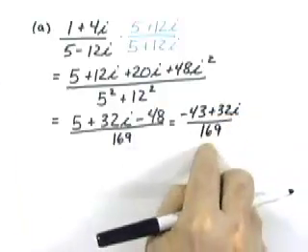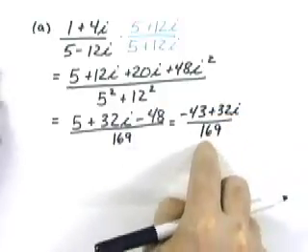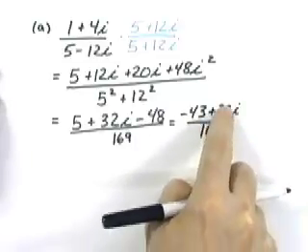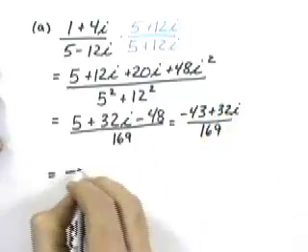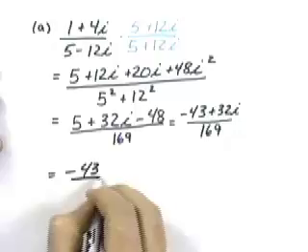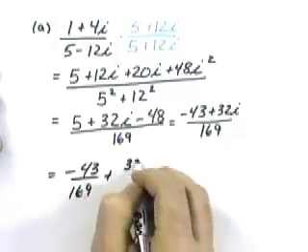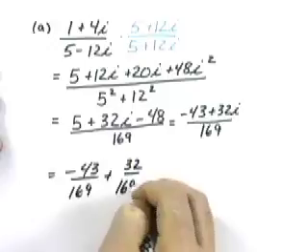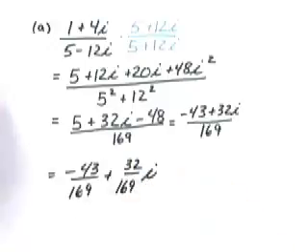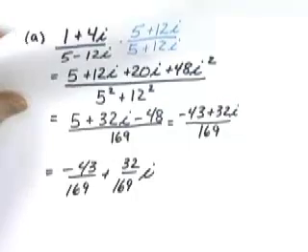Again, this is not in standard form. I take the denominator and divide it into both the real part and the imaginary part. The result is negative 43 over 169 plus 32 over 169i. Let's go ahead and do one more example so that we're clear on the process.